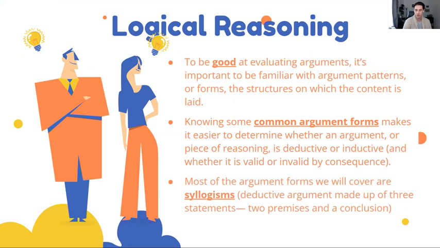Most of the argument forms we will cover here in chapter 4 are what we call syllogisms. This goes all the way back to Aristotle, one of the first philosophers and logicians to give us a systematized set of rules for reasoning. And a syllogism is just a fancy term for any deductive argument made up of 3 statements, 2 premises and a conclusion. So most of the argument forms we'll learn will be syllogistic reasoning.